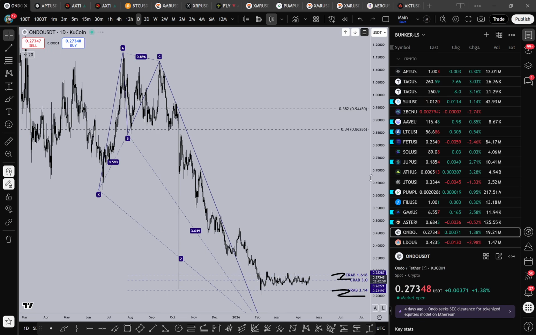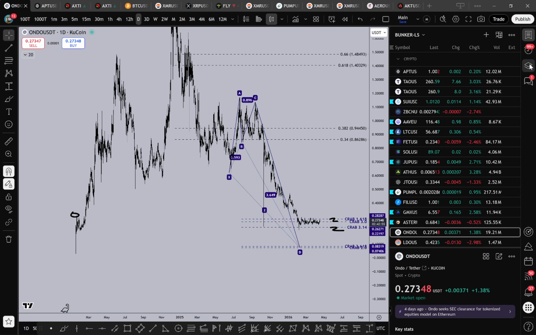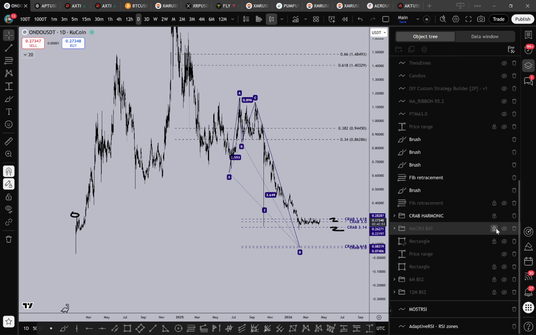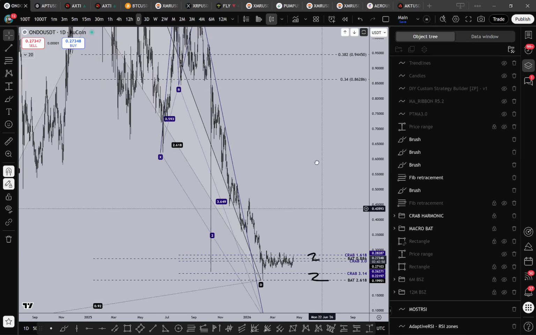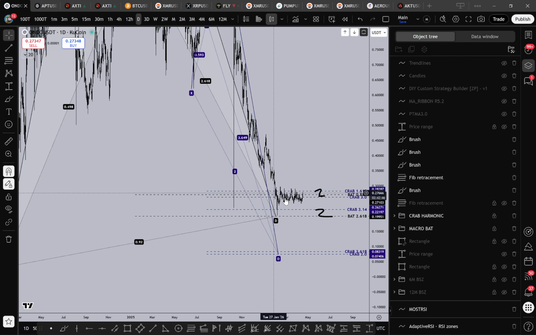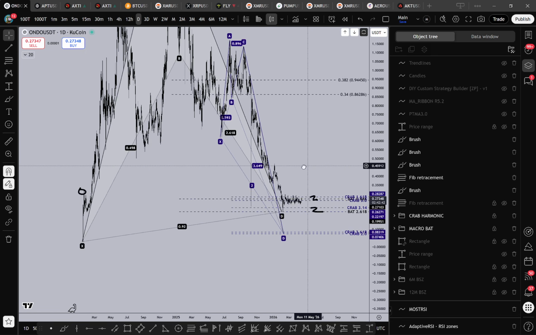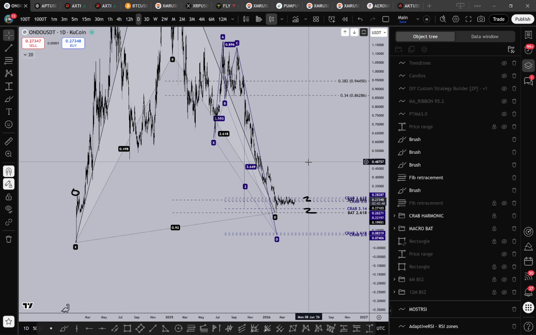Ondo, another one, right? Massive M shape. It's at PRZ. We know this. That's only the crab. We know there's a bat on this one as well. There you go. So we've got two distinct PRZs, 1 and 2. If one gets flipped to support, I'm going to be trading some Ondo to higher prices to take some liquidity out from the top side before it collapses back over again.